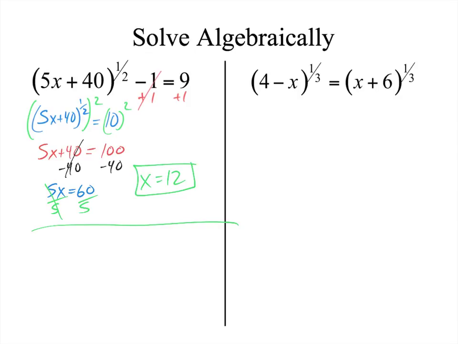So to check for extraneous solutions, I'm going to make it a square root. It's just easier for me. You don't have to, but I'm going to make that 1/2 power a square root in my mind. It just makes it easier for me when I check. I like square roots better.